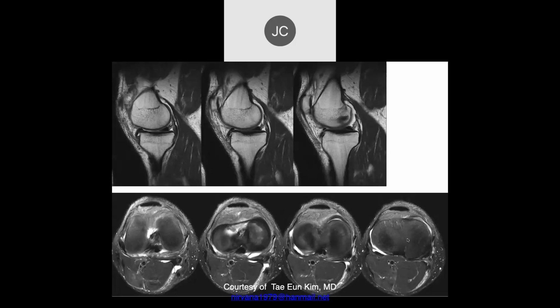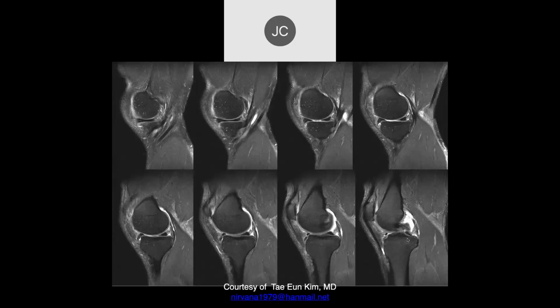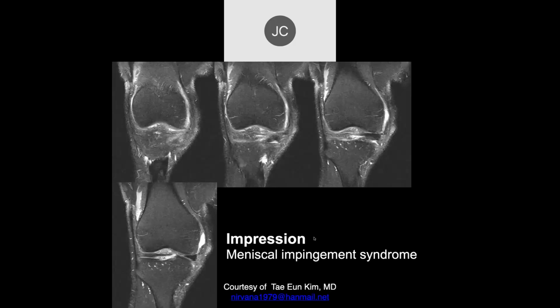Yeah, I don't know. So this is a term that I don't like to use, where this is a tear of the meniscus with some extrusion of the meniscal components here, and it can be painful, especially in extension where you put pressure on this. It's a term that some people call meniscal impingement syndrome, but I think it's just due to an anterior tear with some displaced fragment.